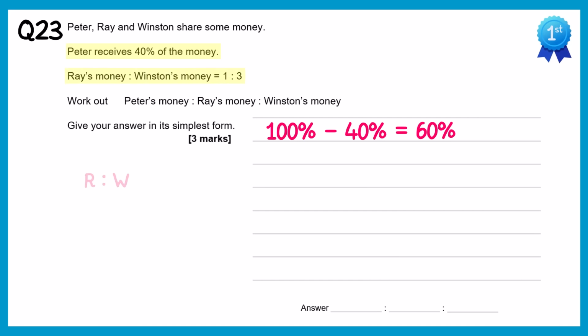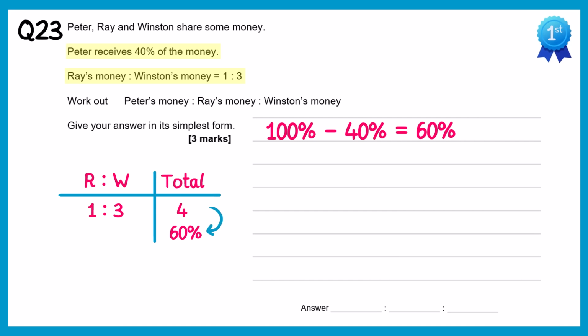So let's write out a ratio table for 1 to 3 for Ray and Winston, and include a total column. The total number of parts here is 4, since if we add 1 and 3 together we get 4. The 60% that they have represents their total share of the money, so we'll write 60% underneath this 4 parts. Then we need to consider how we get from 4 to 60. That would be multiplied by 15. So we can also multiply the 1 and 3 parts by 15. 1 15 is 15, and 3 15s is 45. So we find that Ray receives 15% and Winston receives 45%.